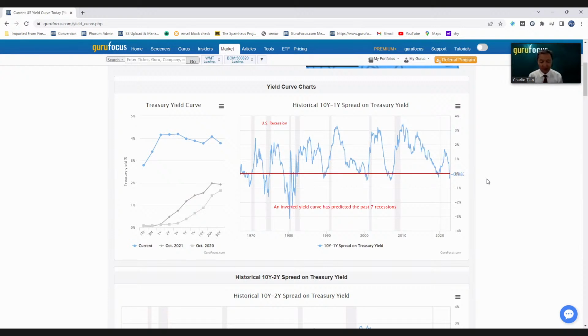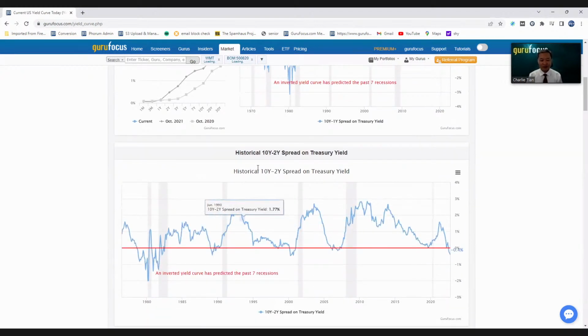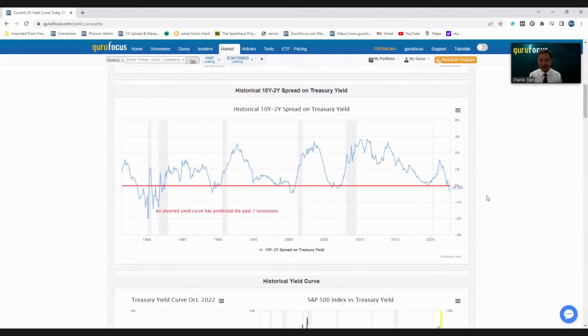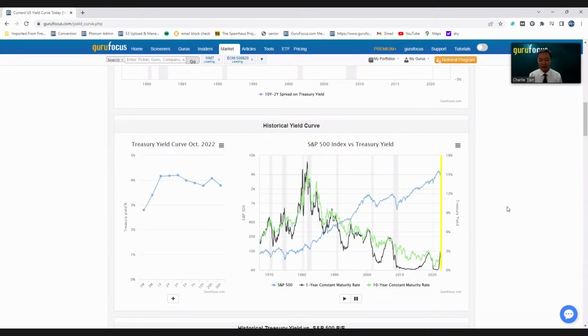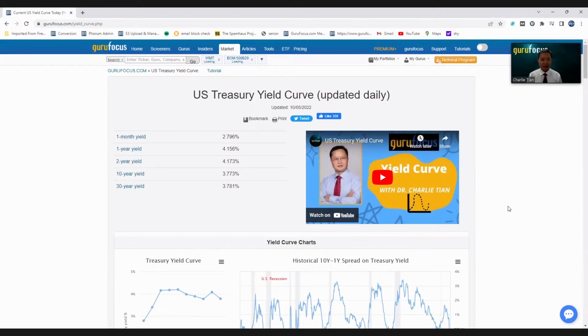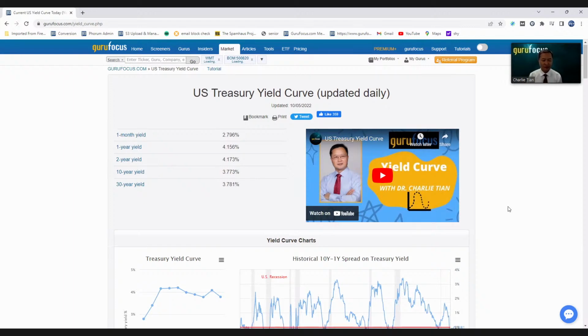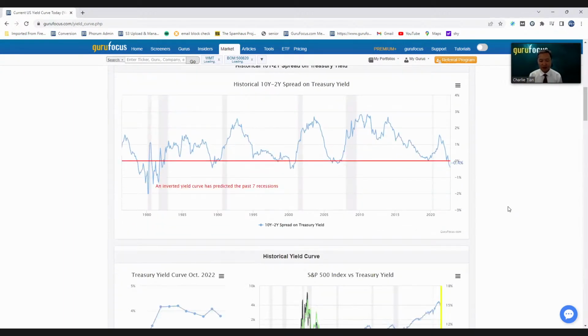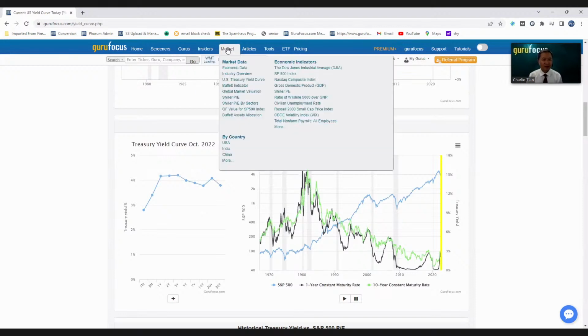And the yield curve is inverted here, and also for the 10-year and 2-year spread, it's inverted. And if history is any indication, then most likely we'll have a recession. And you can check this yield curve anytime. It's updated daily, actually more, I think every 30 minutes or so. It's under the market menu, US Treasury yield curve.